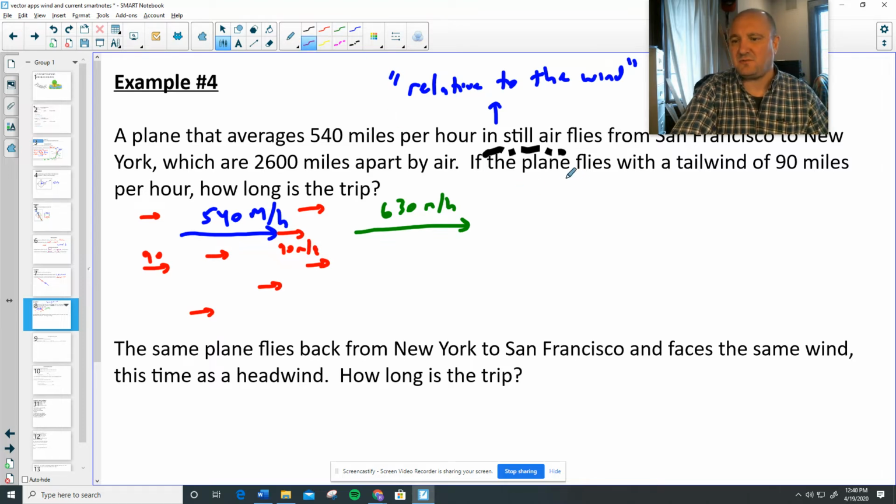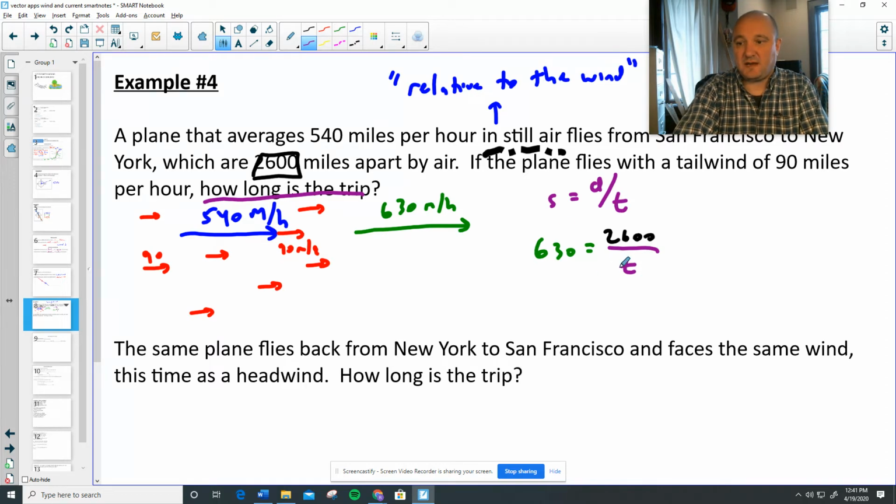Well, to figure that out, you have to remember that speed equals distance divided by time. Here, we're trying to figure out how long the trip is. We want to know what time is. So I'm going to take my speed, which is the 630 miles an hour from here. I'm going to take my distance from the question. And I want to solve for time. So I do a quick switcheroo, and I get t equals 2,600 divided by 630. When I type that into my calculator, I get 4.13 hours.